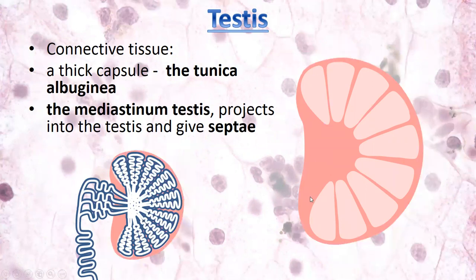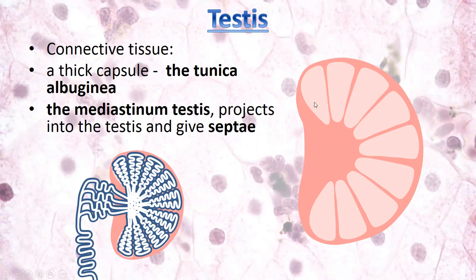Here we can see only the own layers of the testis. The testis is covered with a connective tissue capsule of dense connective tissue, called the tunica albuginea. It's the testis's own capsule. There is also the mediastinum testis. The testis has a bean-like shape, and in this invagination there is the mediastinum testis, a special anatomical region.